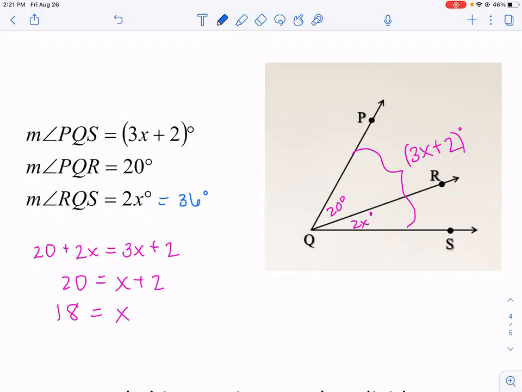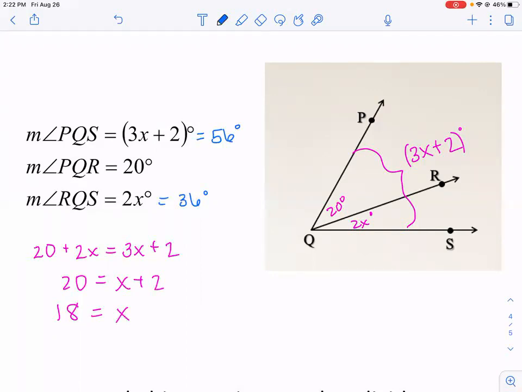Now, you can do one of two things. You can plug 18 in for x right here. Or I can say, oh, 20 plus 36 is 56. Okay. How do we feel about that? Okay.